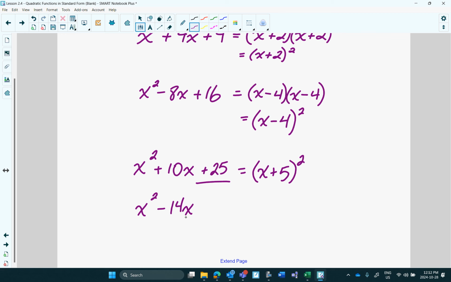What would complete it? Half of this is -7, squared is plus 49. And that works because it's x minus 7 times x minus 7, or x minus 7 all squared. What you guys just did here is you did the process of completing the square. How do you turn an algebraic expression into a perfect square when it's got an x squared and an x? You take half the number in front of the x and square it. We need to know how to do that in order to go from standard form to vertex form, which we'll talk about next time. So I'm going to leave it at that for now.